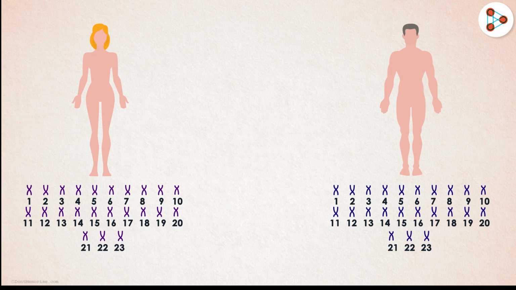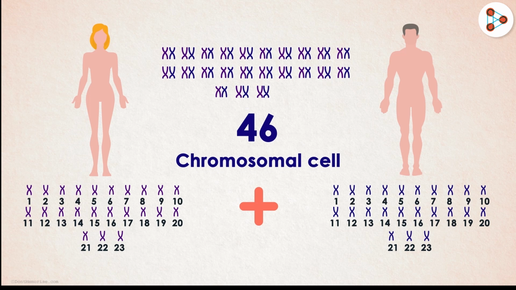After fertilization, the chromosome set of 23 chromosomes from each parent cell will combine together to form a 46 chromosomal cell. Now that you know the chromosomes in each cell, let us look at the idea of alleles in our next video.